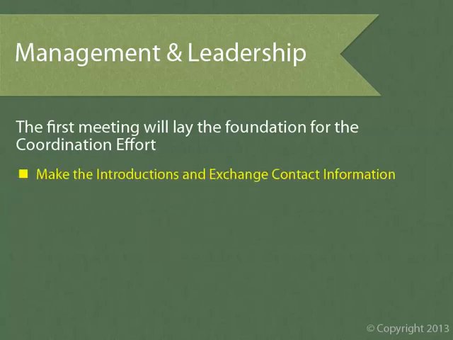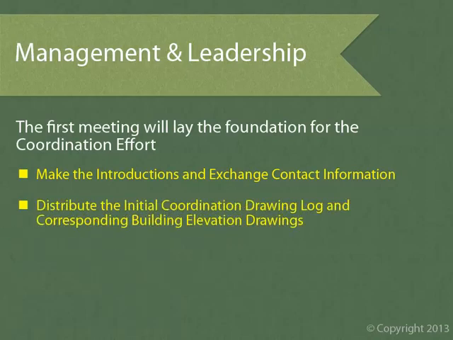At this first meeting, you'll want to make the introductions and exchange contact information. Just go around the room and have everyone introduce themselves, and this should really only take about 5 minutes or so. Distribute the initial coordination drawing log and numbered building elevation drawings. This is a big deal during the first coordination meeting. Give everyone a copy of these documents and spend about 5 to 10 minutes explaining how you've put the program together and how it's going to work. Tell the subs that they need to be prepared to discuss their details at their next meeting, and really emphasize the importance of being prepared and ready to make decisions at their next meeting.